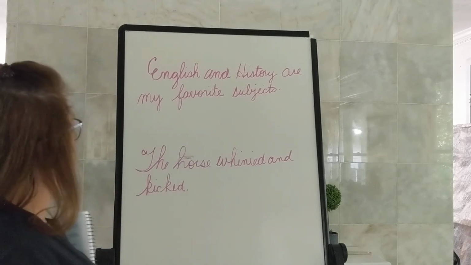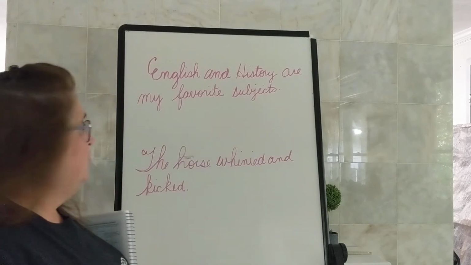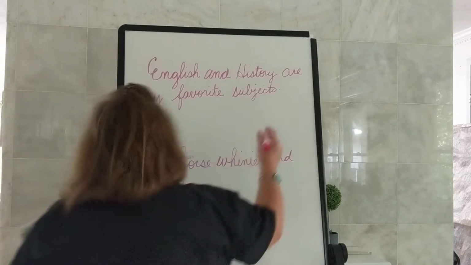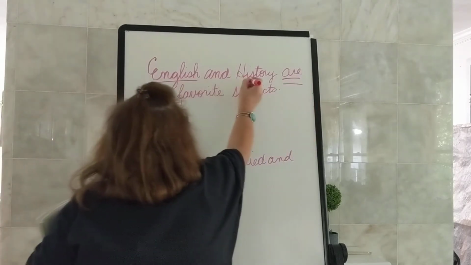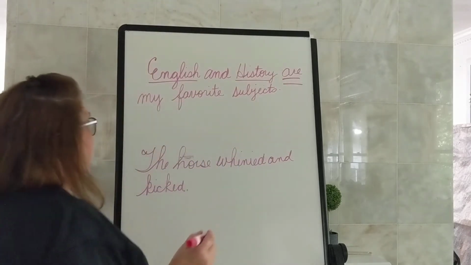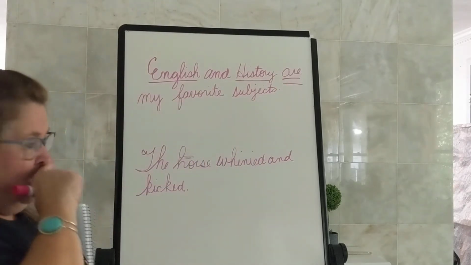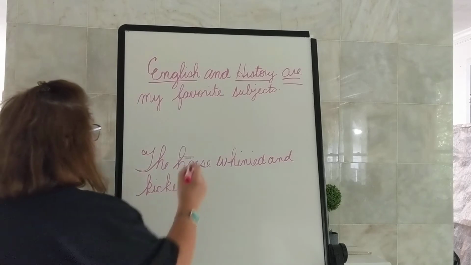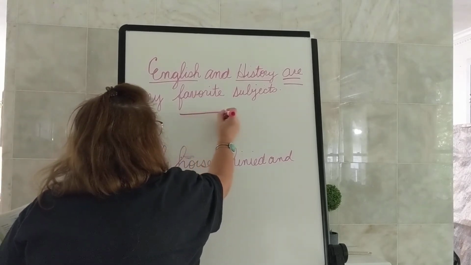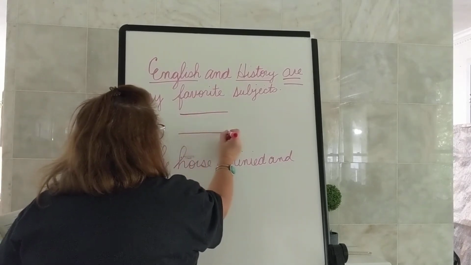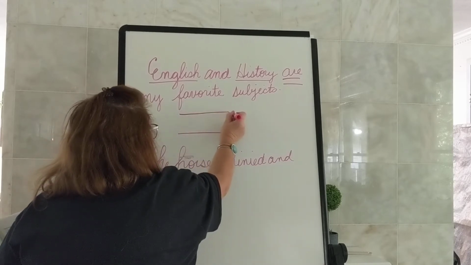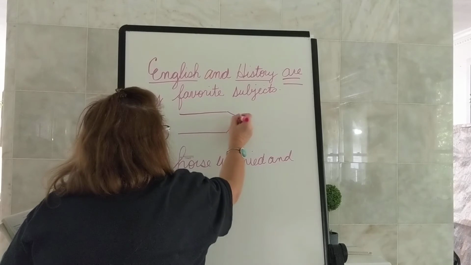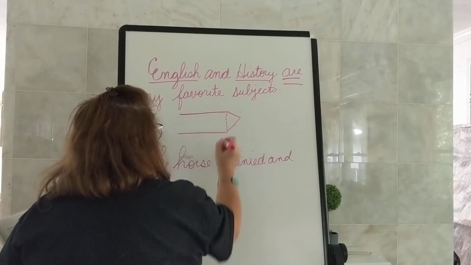English and history are my favorite subjects. What is our verb in the sentence? Are. And who or what are? English, history. So we have a compound subject. So when we diagram a compound subject, we're going to have a line for each subject. A line for English, a line for history. We're going to have like a little rocket. We have to have a dotted line on our rocket.